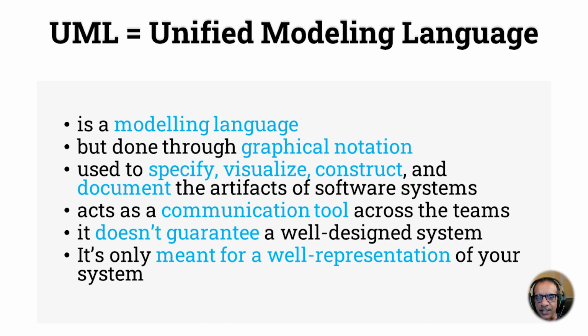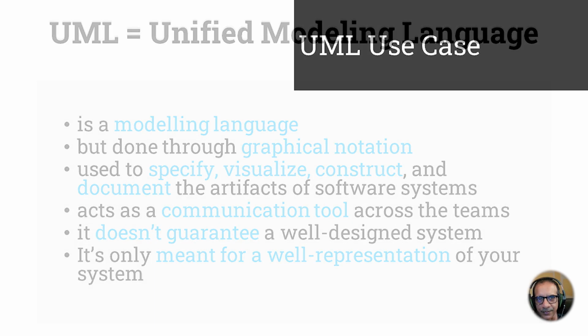UML does not guarantee a well-designed system. It's only meant for a good representation of the system, and many times it's only a part of a system, not the entire system. There are different types of UML diagrams. For now, we will learn about the use case diagram, which is about requirements.